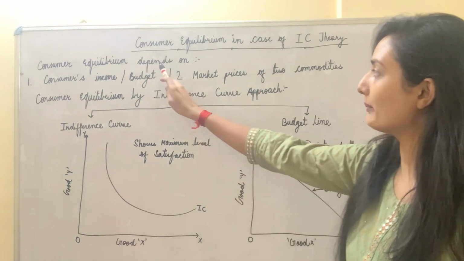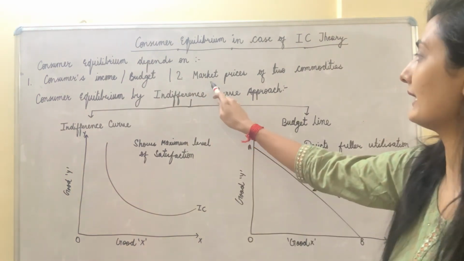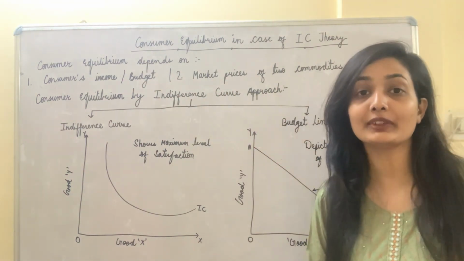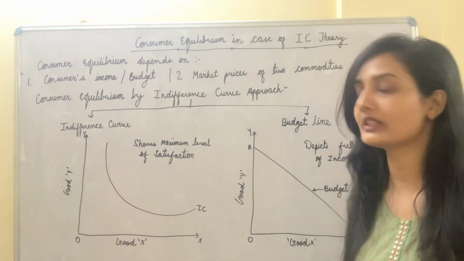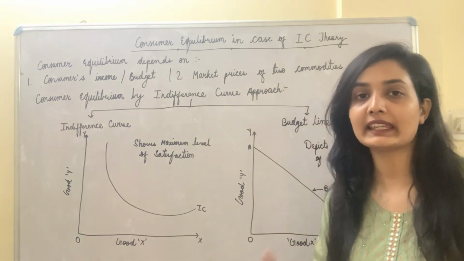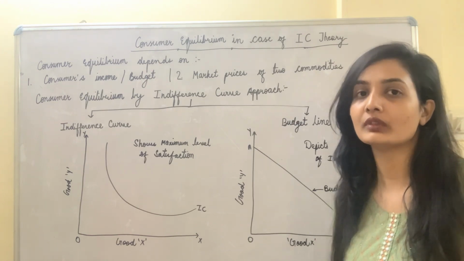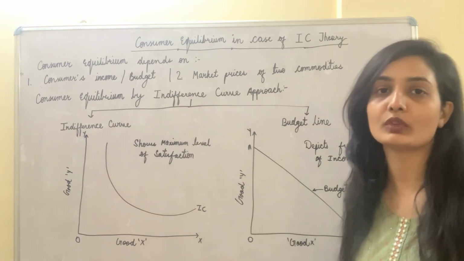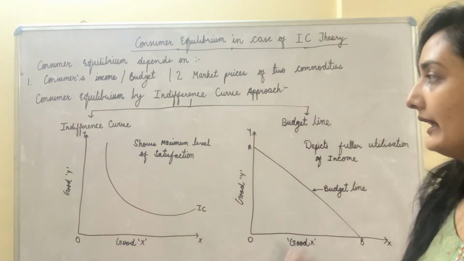Consumer equilibrium depends on consumers' income or budget. Second is market prices of two goods. Consumer income or budget means we are defining budget line or budget constraint, and market price of two commodities. As we are taking income, we are going to take prices of these commodities also. So consumer equilibrium by indifference curve approach: first we need indifference curve, second is budget line.